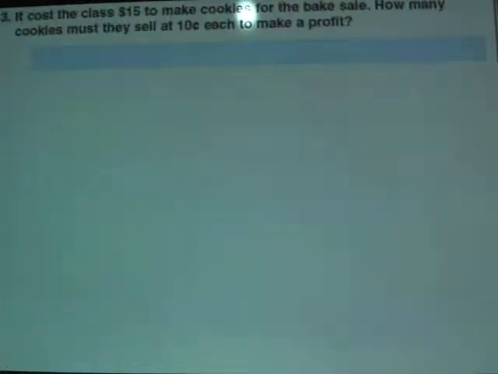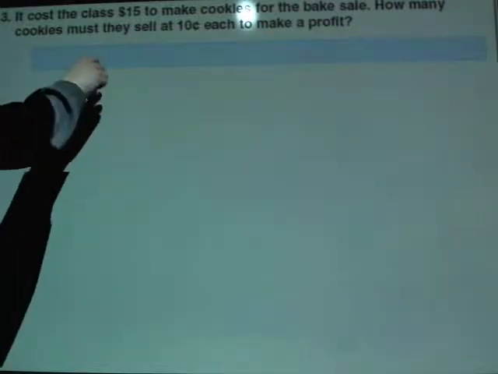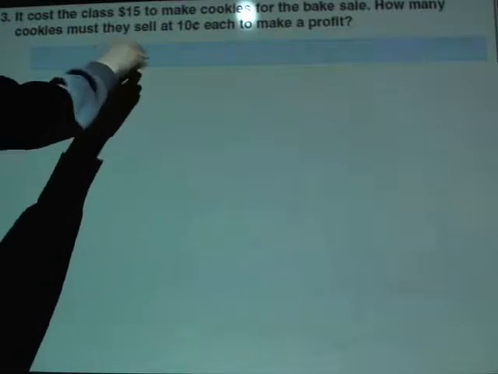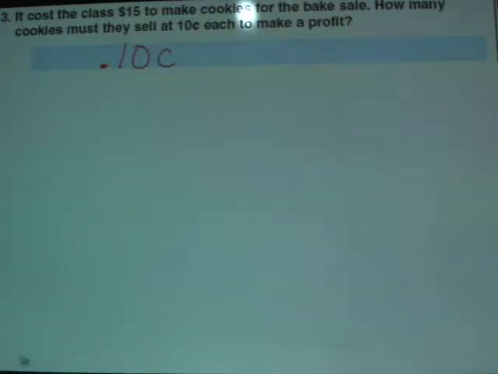Finally, it cost the class $15 to make cookies for the bake sale. How many cookies must they sell at 10 cents each to make a profit? So if we just sold one cookie, that would be 10 cents times 1. 2 cookies would be 10 cents times 2. 3 cookies would be 10 cents times 3. If we don't know how many cookies, that's going to be 10 cents times x. I'm going to use c for my variable. The mistake people are likely to make here is they would just write 10. We don't want to mean 10, because if I just write 10, that would be like $10. But we're selling these at 10 cents.